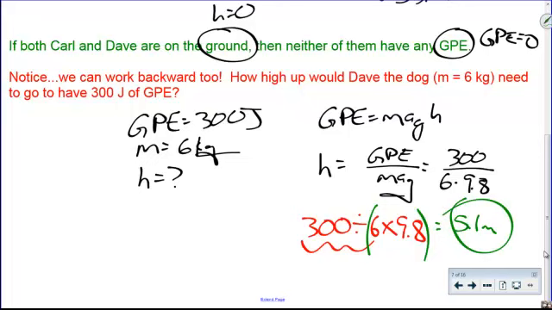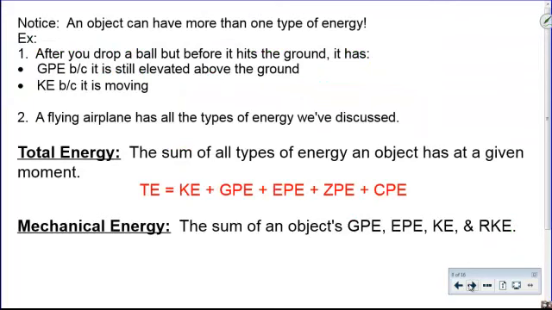I think that is it. Oh, no, it is not. I lied. I apologize. This is for sure the last slide. Quick reminder. Notice that an object can have more than one type of energy at a given moment. Okay? And all of these, every time we talk about energy, we're talking about energy at one moment in time. Okay?